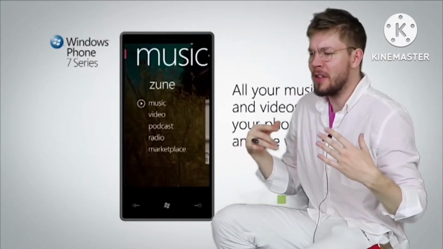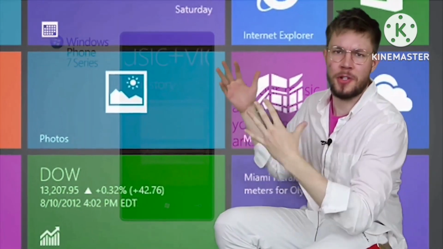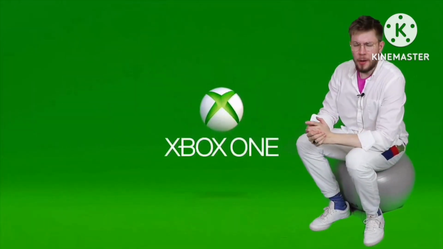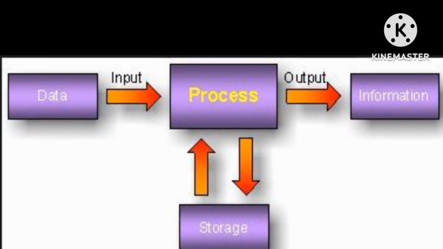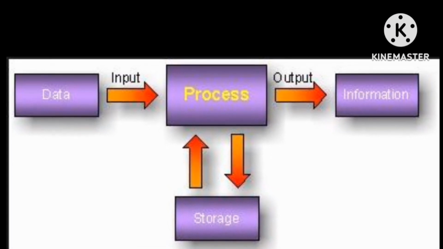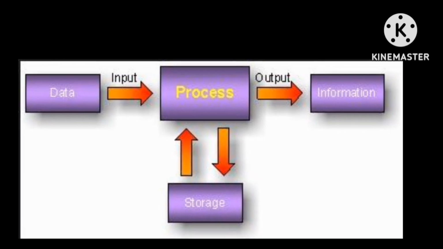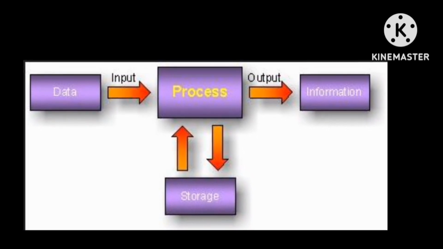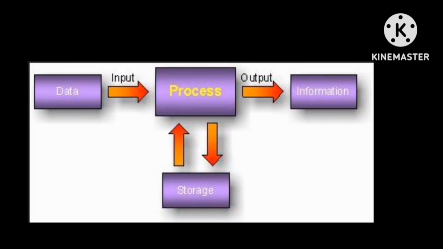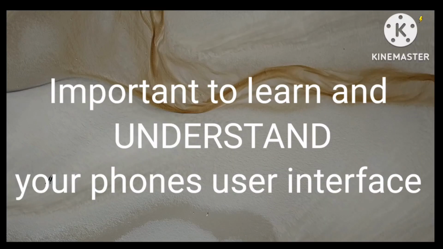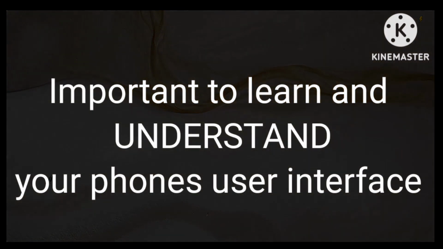A user interface is a way you communicate with your, in this case, phone. It is the way that you enter information, get the phone to process the information, get the phone to store the information, and see the results. For the reason I described a bit earlier, it is important that you understand how to use the user interface and why it works the way it does.